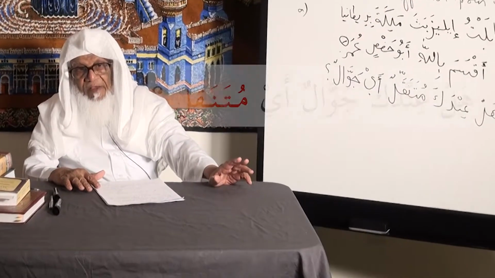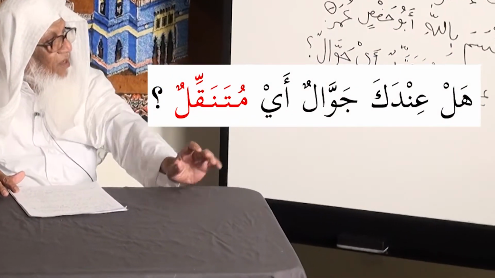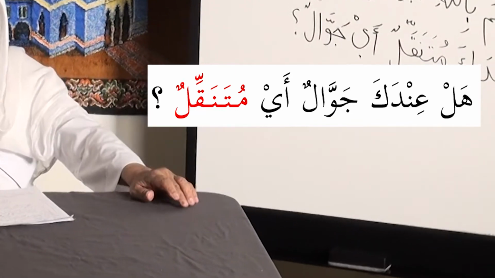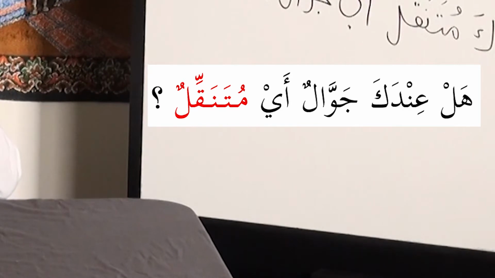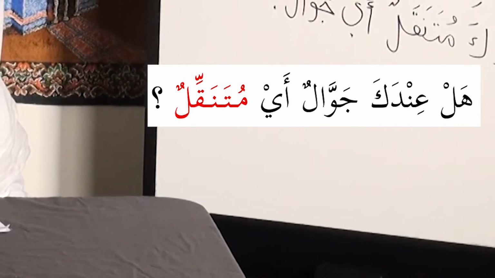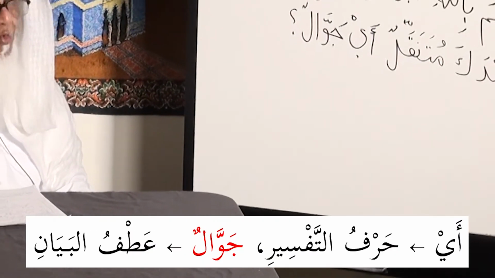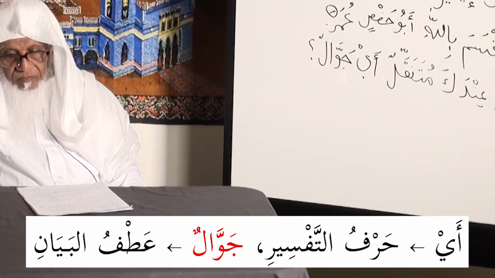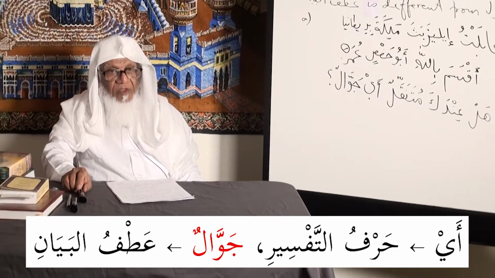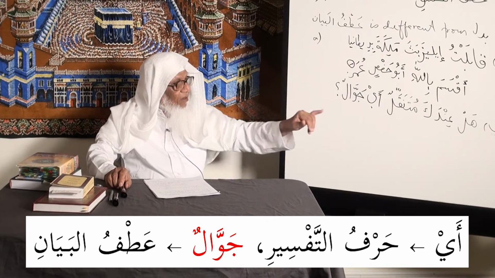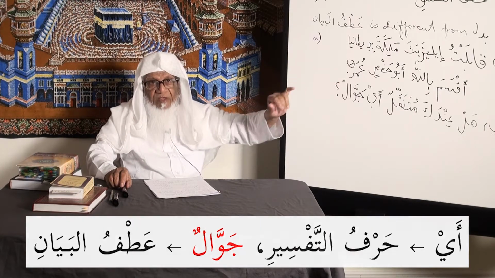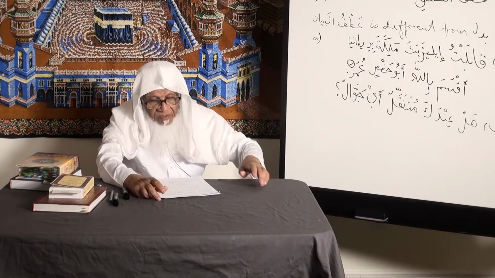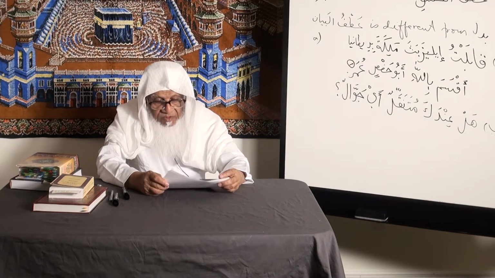But if you go to Dubai, probably you will say hal indaka jawwalun ay mutanakkilun. There mutanakkilun is clearer than Jawwal, but in Saudi Arabia Jawwalun is clearer than mutanakkilun. Ay is harf tafsir and Jawwal is Atf Bayan. So this is clearer than the first element, and here it is better known than the first element. So this is the first condition.